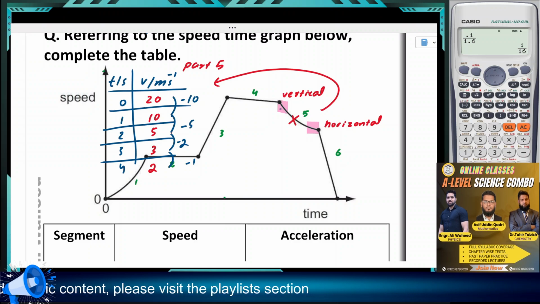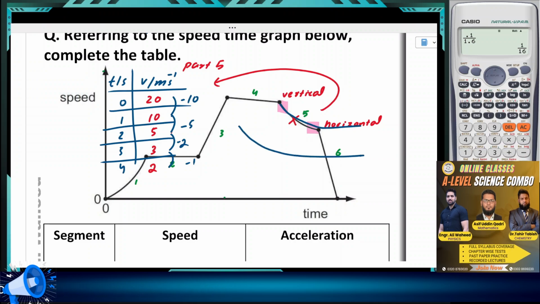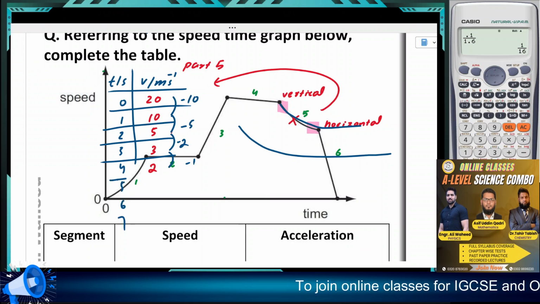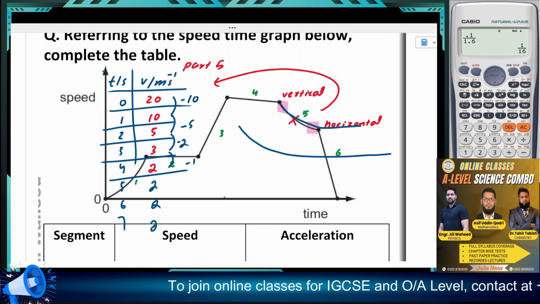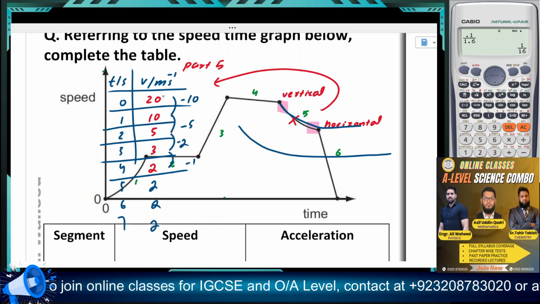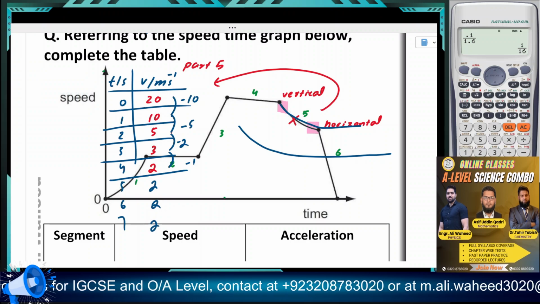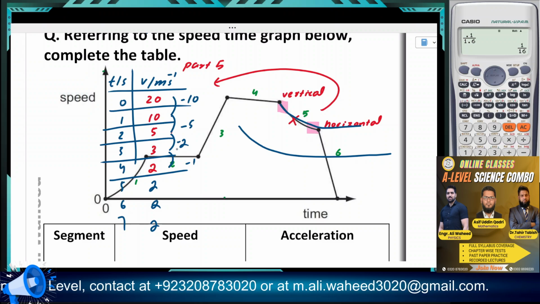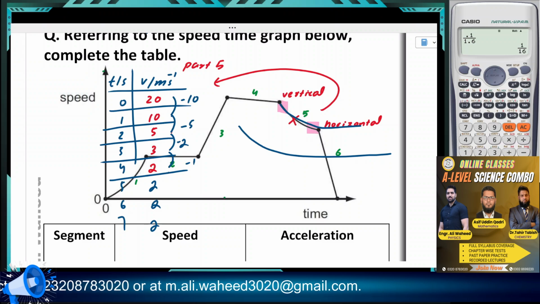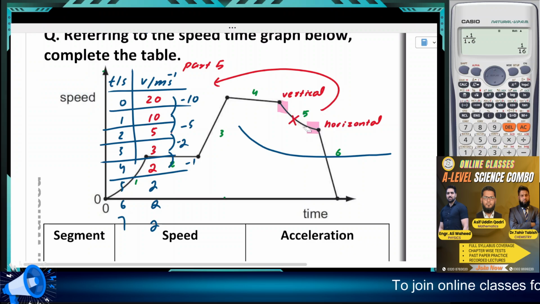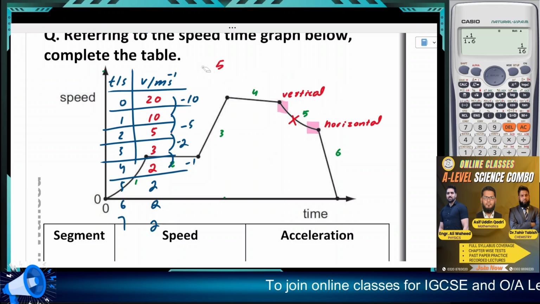And if I extend this part 5 into something like this, the line becomes horizontal. What does that mean? It means beyond that time, the speed would remain the same. So initially it was decreasing quickly, afterwards it would be decreasing at a slower rate, and eventually it's not even decreasing. That would be a pure horizontal line, but we don't see it here. They haven't made the line horizontal.